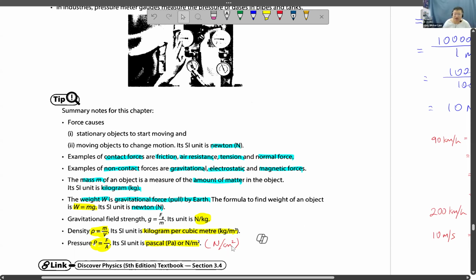For example, they give you all the measurements in cm square, cm. They give you mass in kg. They ask you to find pressure in Pascal, then you must change. Okay, give me an example.